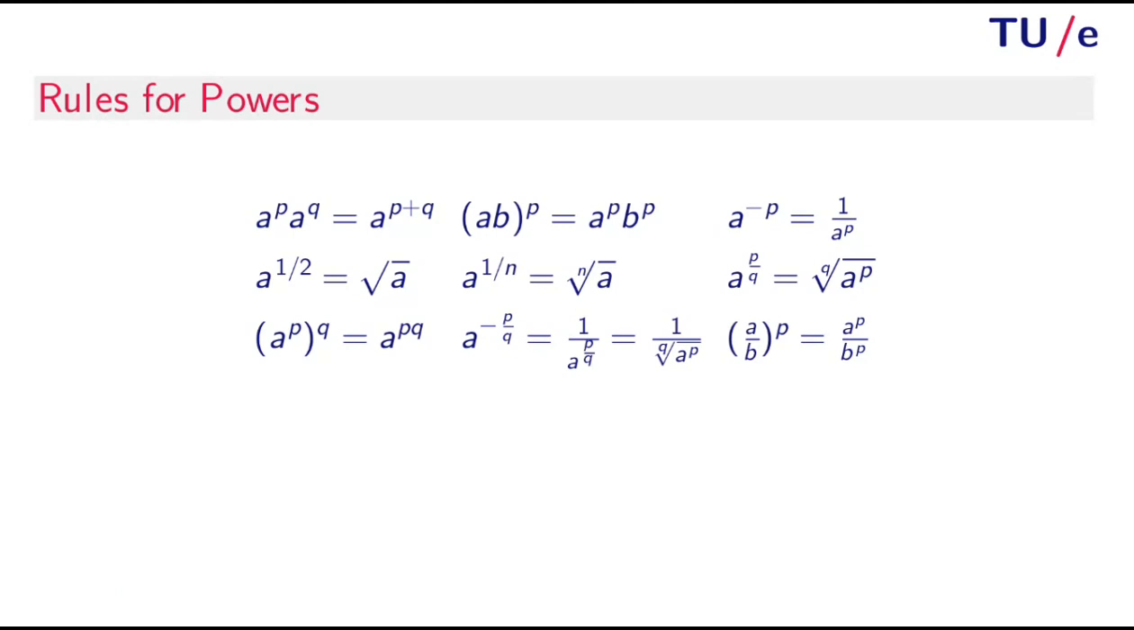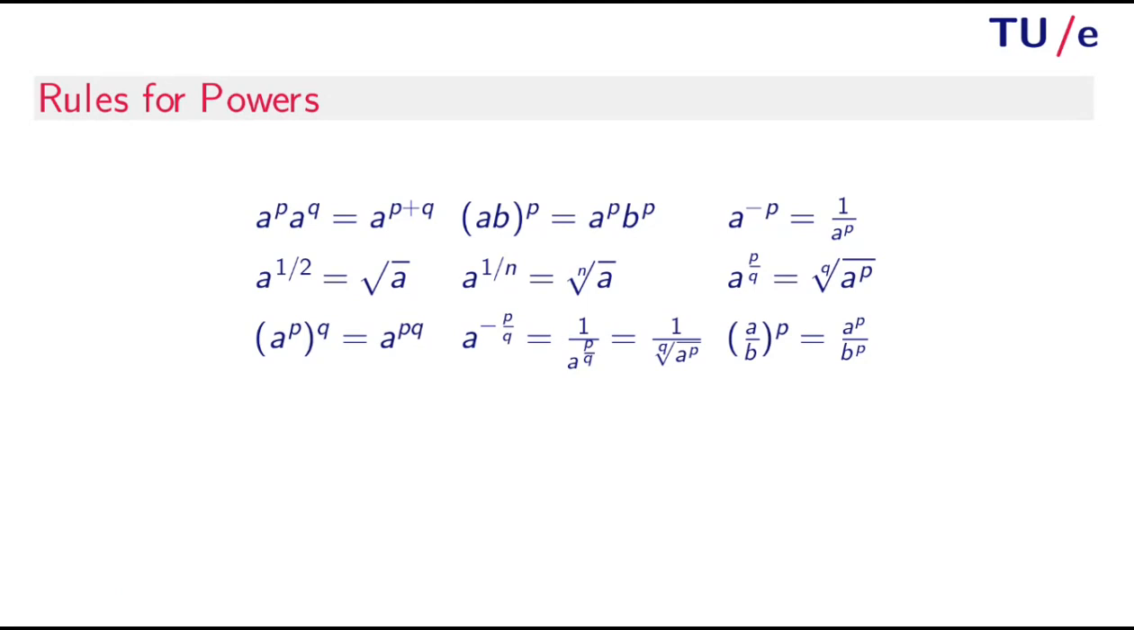If we multiply a and b and then take a power, then we can also multiply the two powers: a to the p times b to the p. By a to the power minus p, we denote 1 over a to the power p. A particular example is if we have a fraction in the exponent, then we're looking at roots. So a to the power 1/2 is the square root of a, and a to the power 1 over n is the nth root of a.